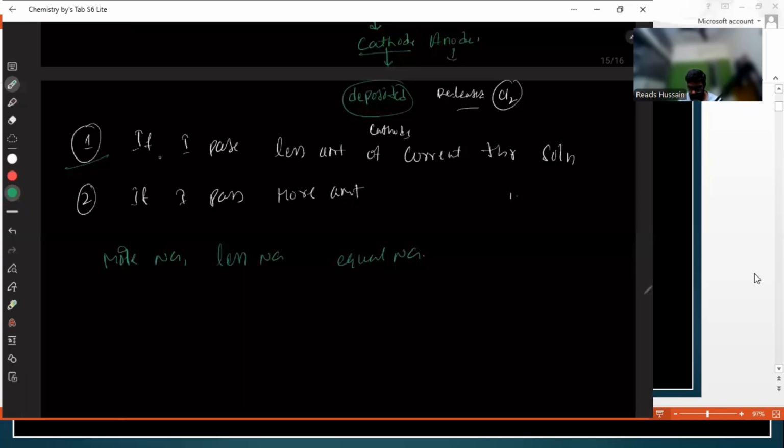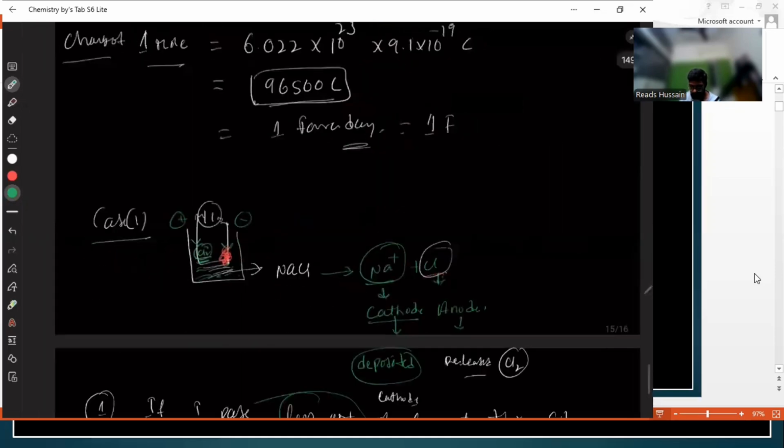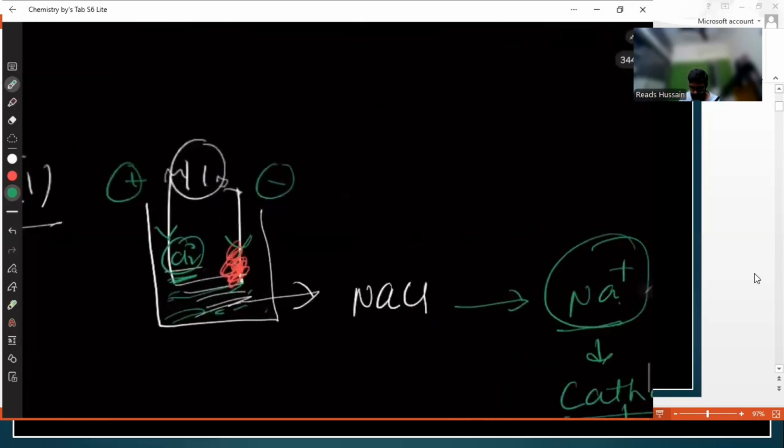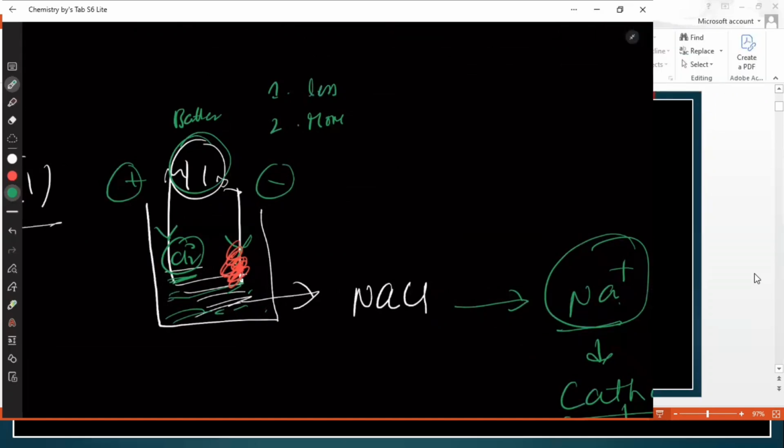That means in the first case we have passed less amount of current. In the second case we have passed more amount of current, where this is an electrolytic cell. Here is a battery. By using this battery, in the first case we have sent very less quantity of current. In the second case we have sent more quantity of current. In which case more sodium will be deposited? Sir, more sodium will be deposited in case 2, I think.